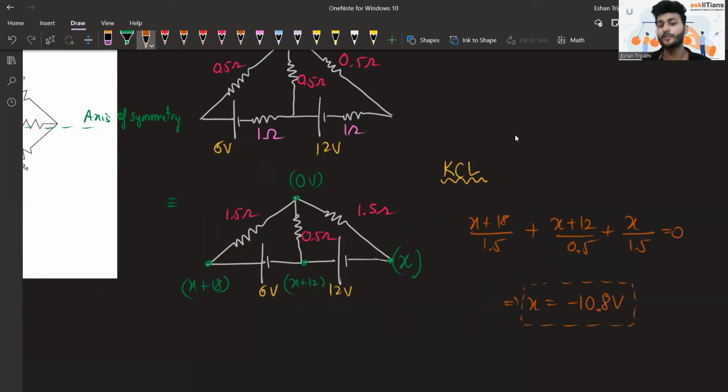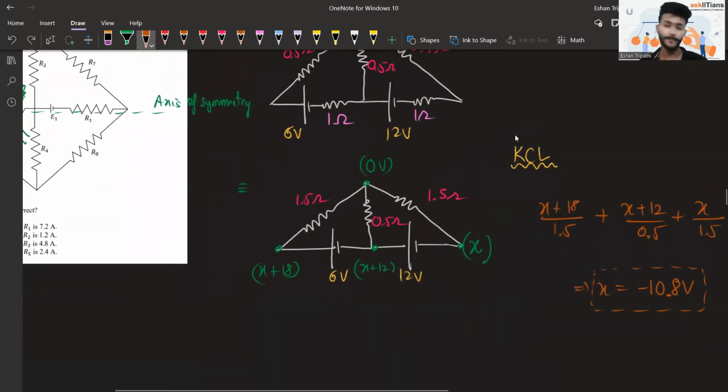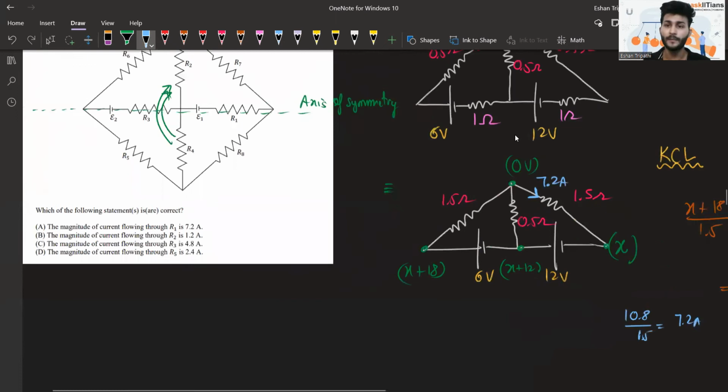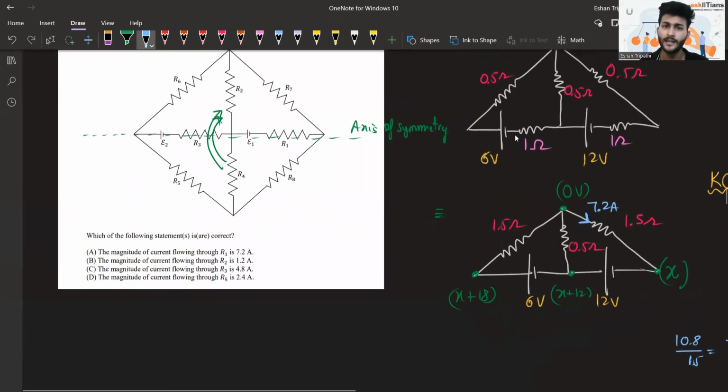On solving it, we get this. So we have found out the potential of this one. Now what are we supposed to find? The current. For finding the current, because we know potential here is negative, current must be flowing from higher potential to lower potential. So in this branch, the current is going to be 10.8 divided by 1.5, which will come out to be 7.2 ampere. So current in this branch is 7.2 ampere. What exactly it means, we are going to see in a while.